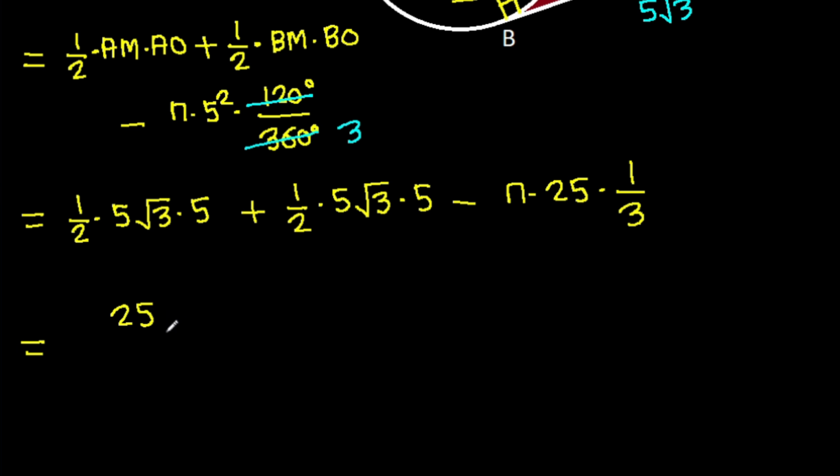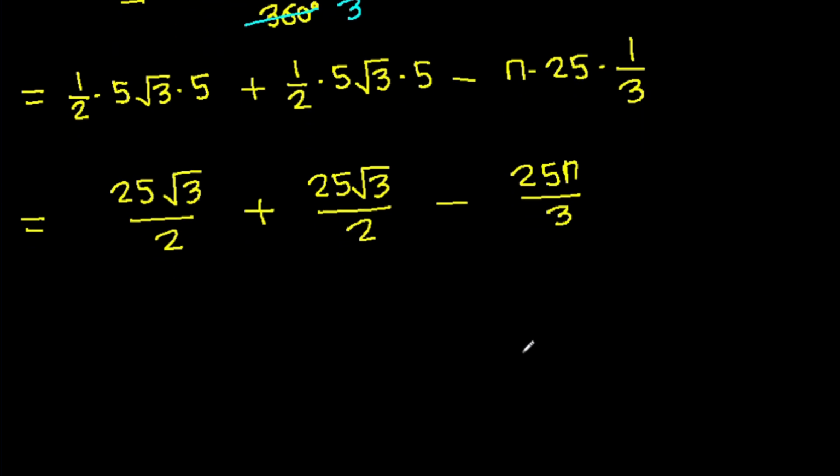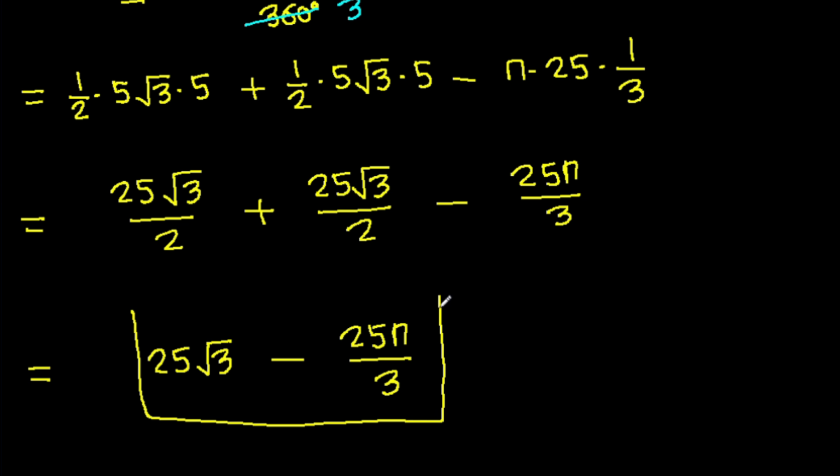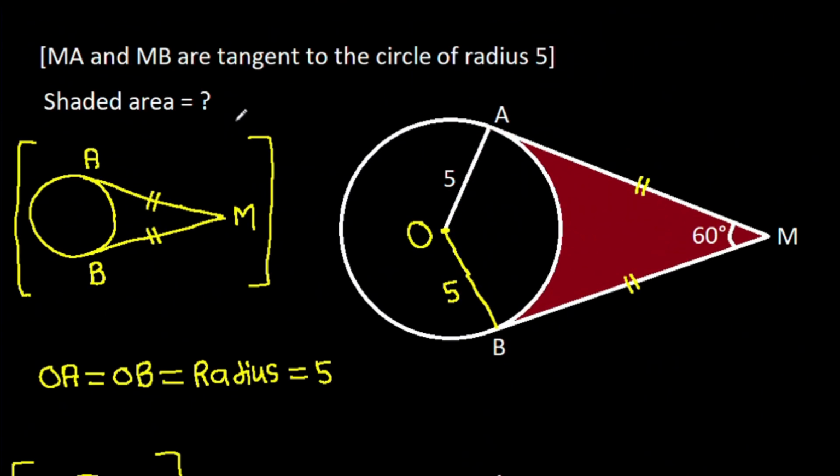and it is 25 root 3 over 2 plus 25 root 3 over 2 minus 25 pi over 3, and it will be 25 root 3 minus 25 pi over 3. It is 25 root 3 minus 25 pi over 3.